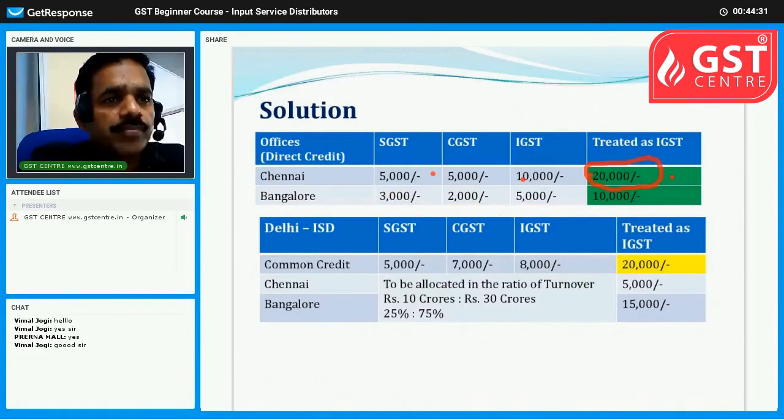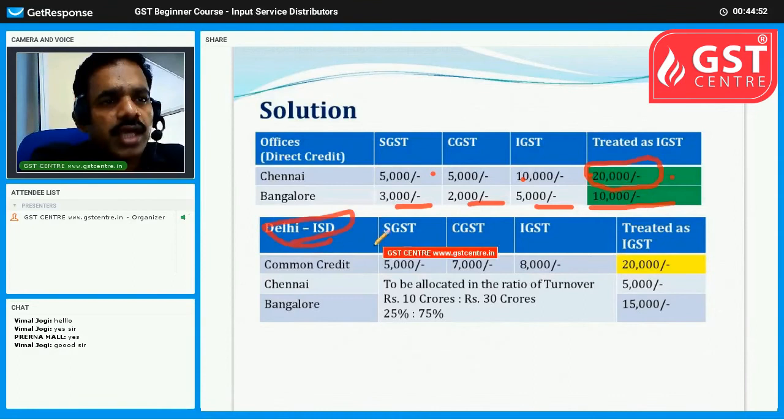Similarly, regarding Bangalore, they have a credit of SGST 3,000, CGST 2,000 and IGST 5,000. Total credit available is 10,000. So that is also treated as IGST and that input tax credit can be set off against any tax liability.